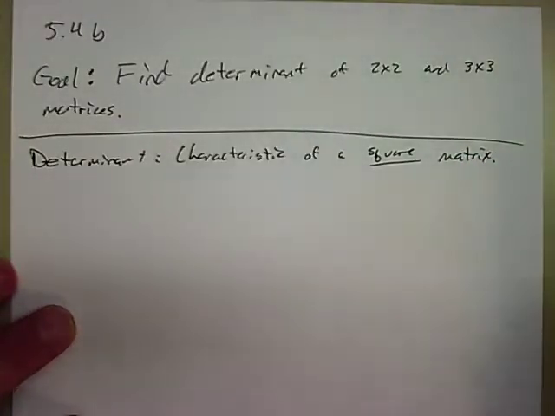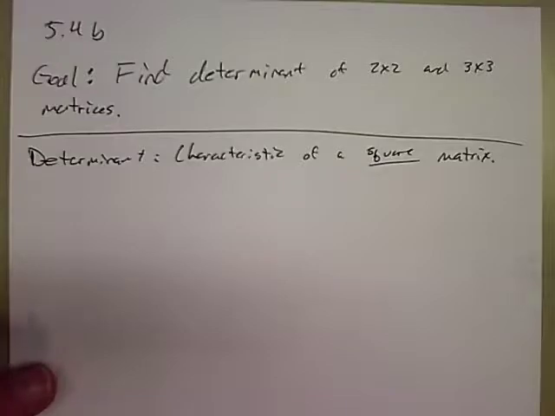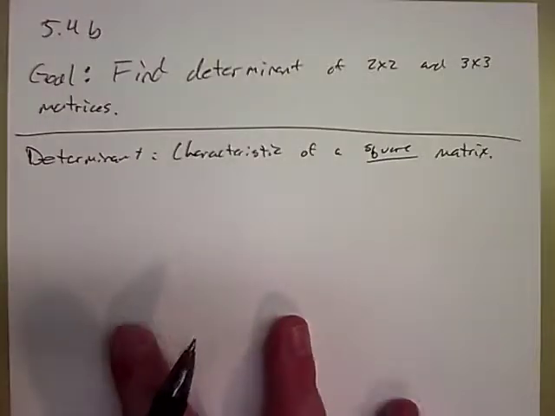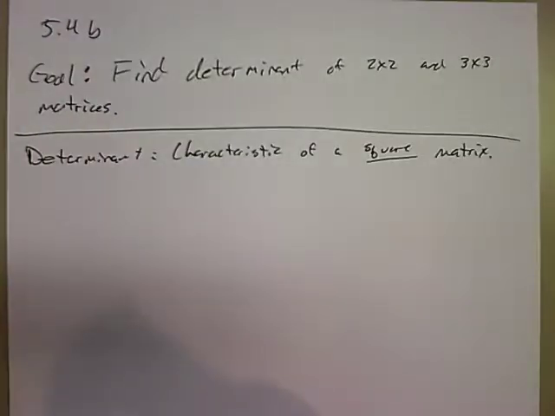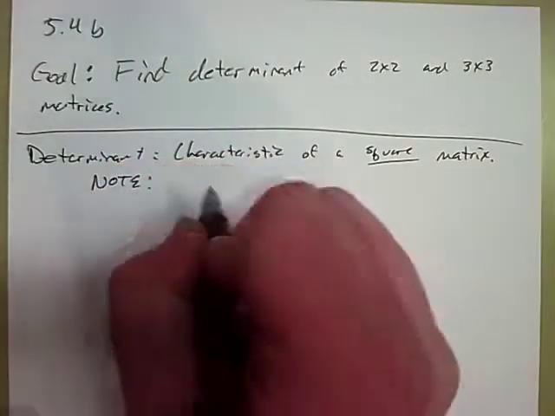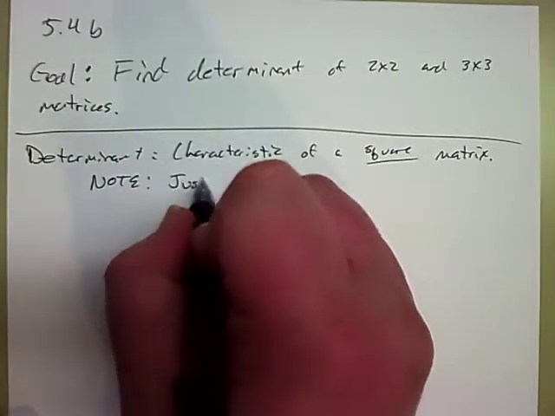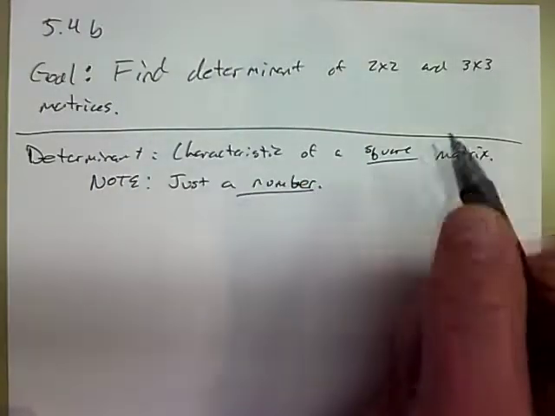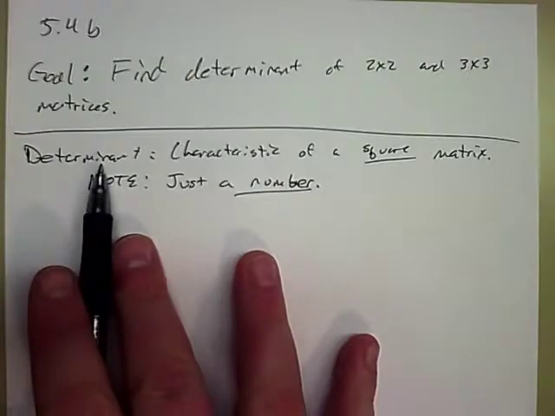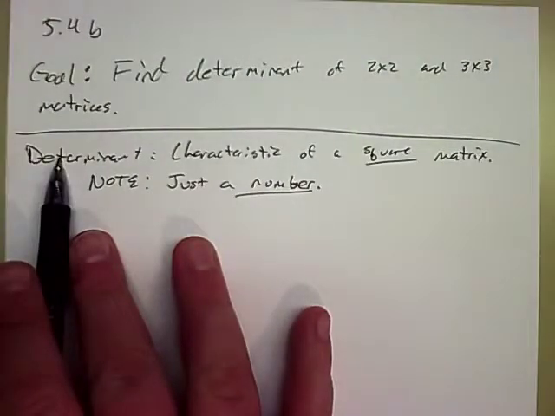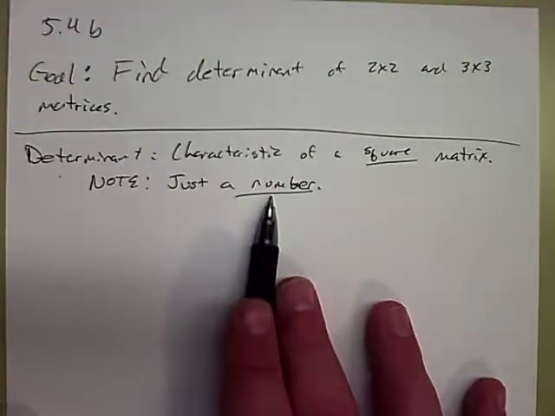Okay? Now, there's a formula that we get. So I'm going to just start with the formula for a 2 by 2 and do an example. And then I'm going to give you the formula for a 3 by 3 and do an example. Right? And one other thing that we need to know about determinants, note the answer is just a number. When you find a determinant, you're finding a number. I'll say it again. When you find a determinant, you're going to find just a number.